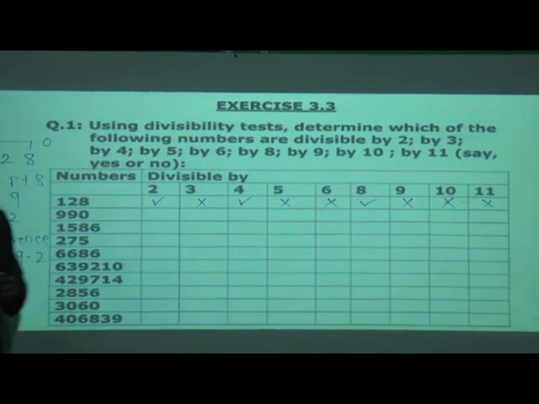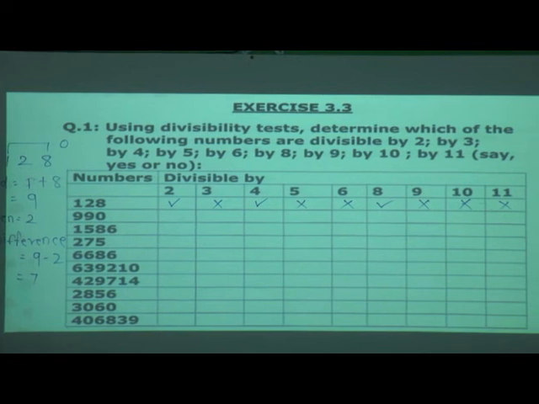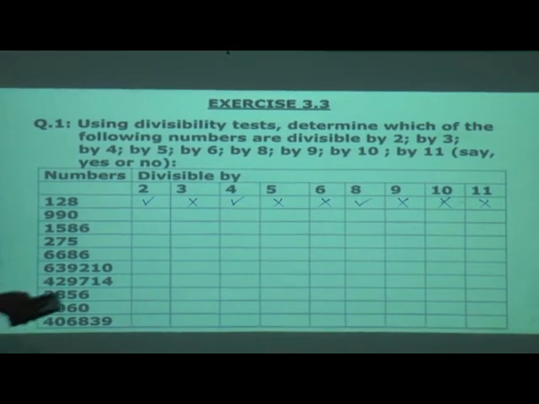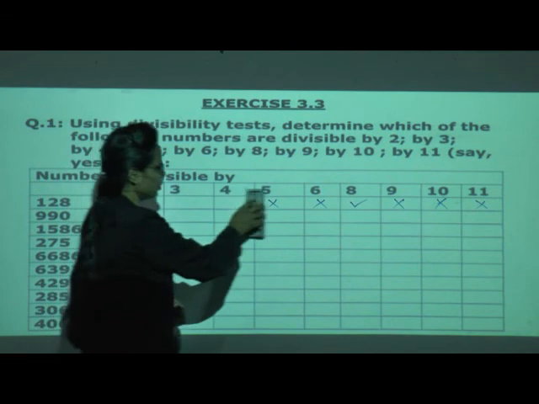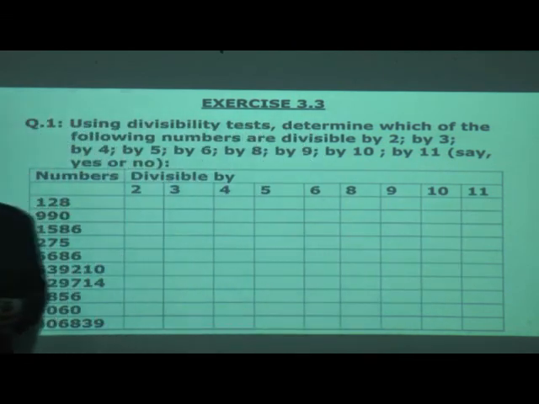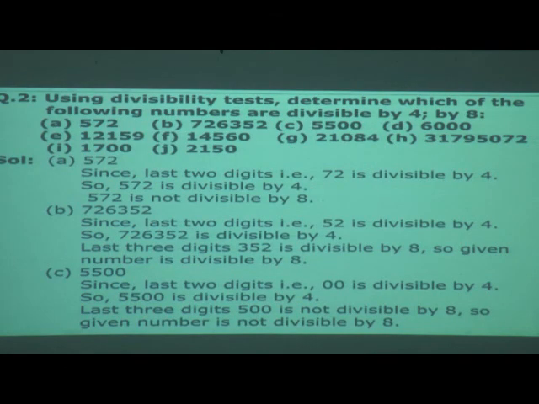So these many numbers are there. You have to try it on your own. Practice it. These are the sums which are given in your textbook. So you can find out, and if you have any doubts, you are free to ask. So these were the divisibility rules that we have studied in earlier class. Now we are going to find out some divisibility tests.